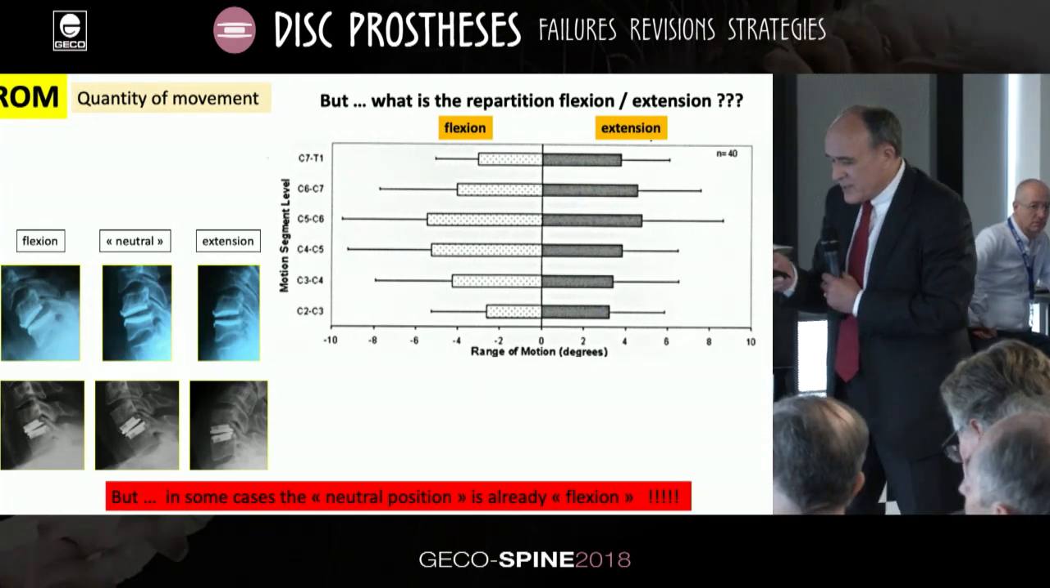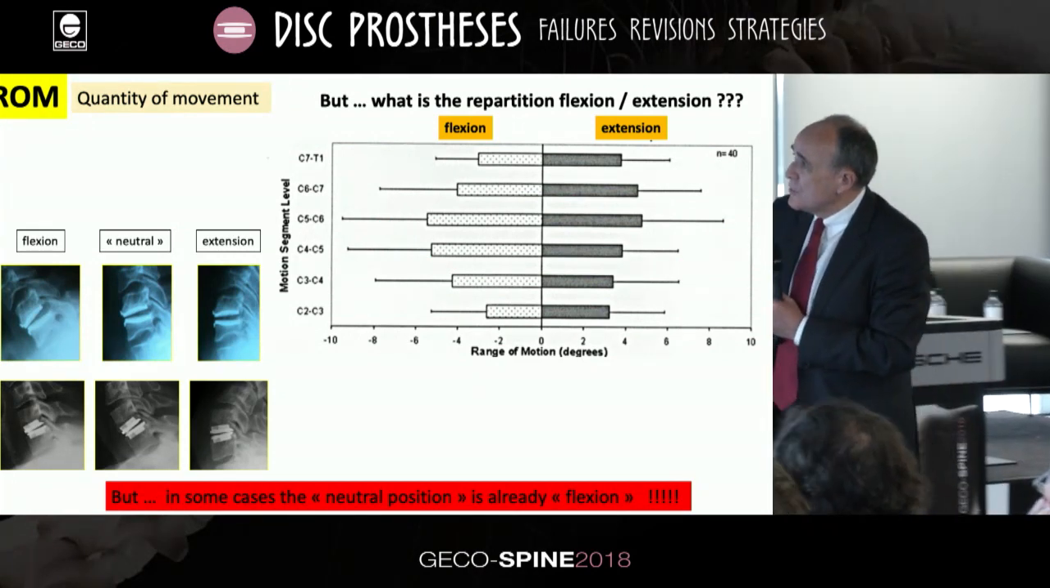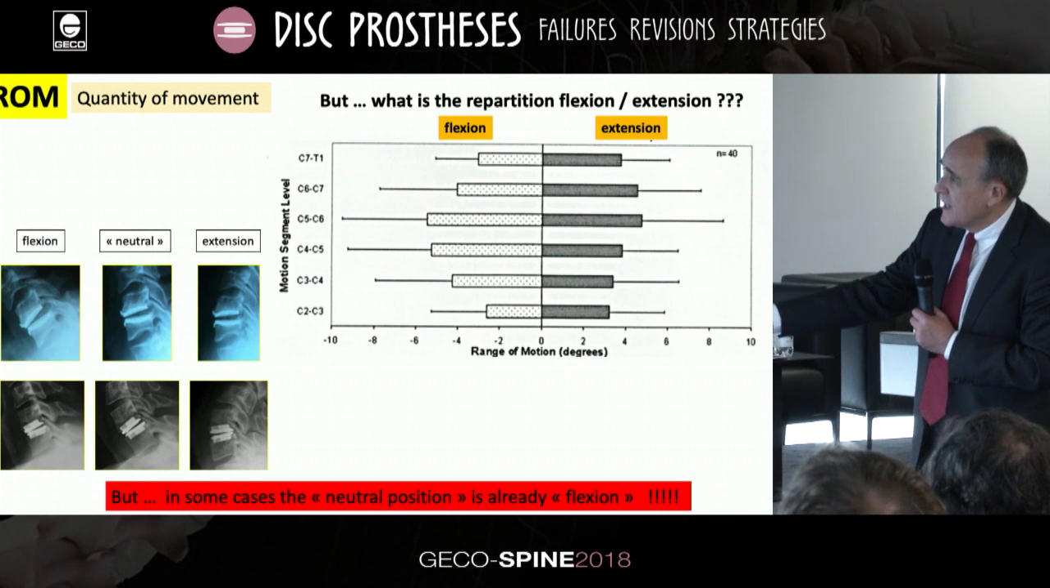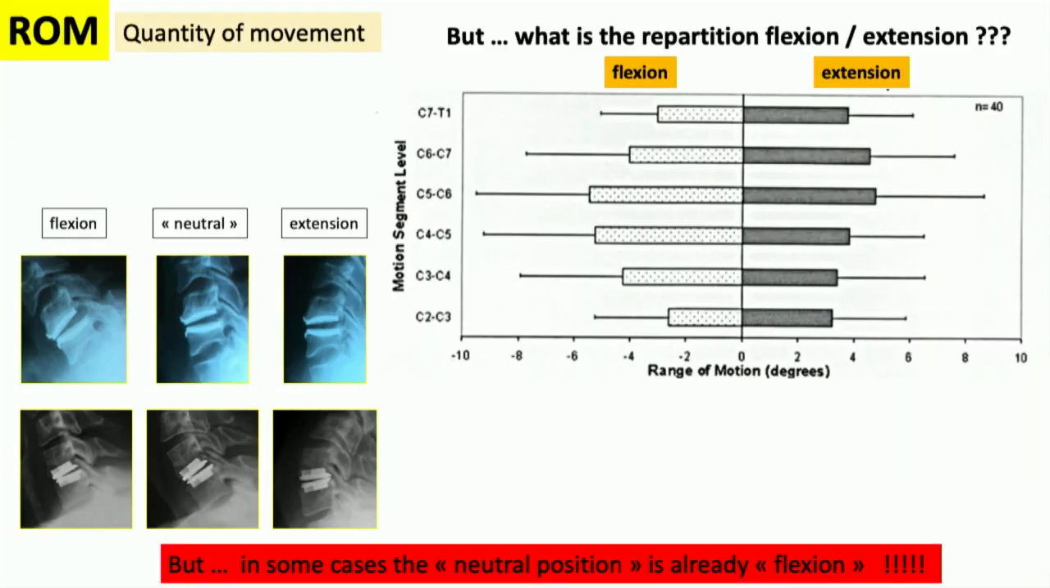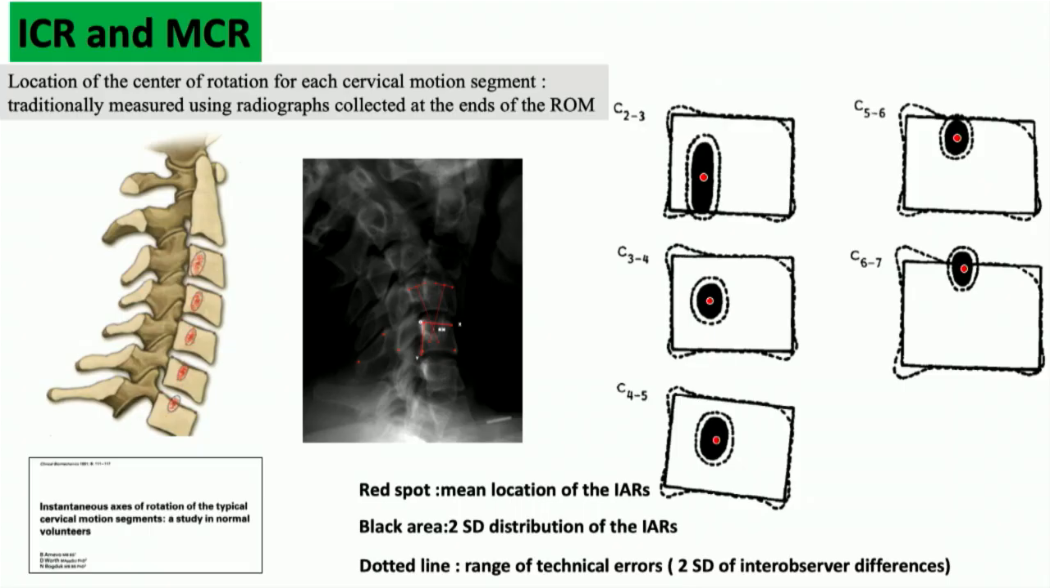And look at those cases, for example. This is a neutral position of some patient. In those patients, there is a kyphosis in the neutral position of the prosthesis. So can we control this, and what are the side effects of such situation?